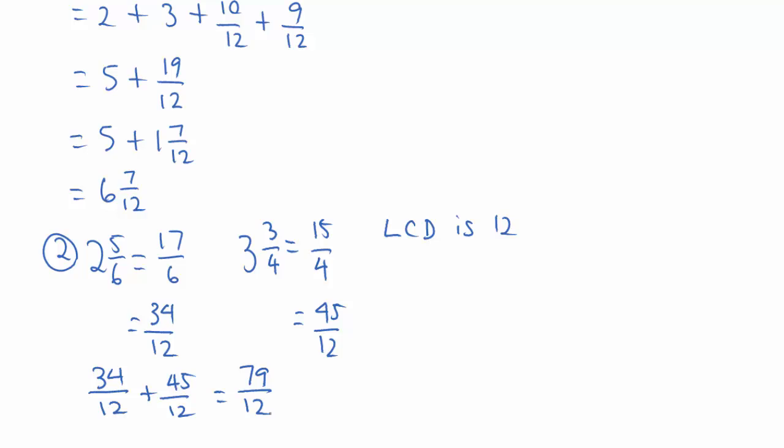Of course, this number is an improper fraction, so if we want to write it as a mixed number, we can ask ourselves, how many times does 12 go into 79? This gives us our final answer as a mixed number of 6 and 7 over 12.